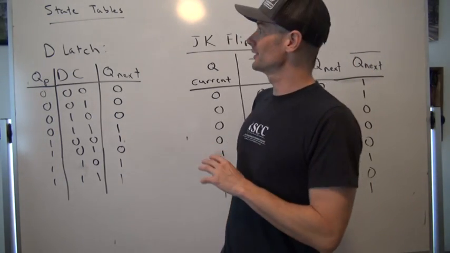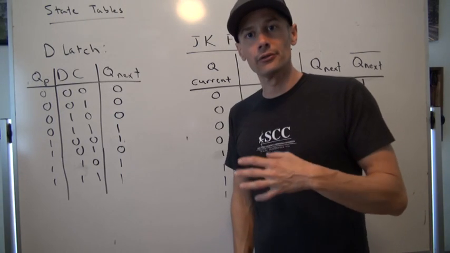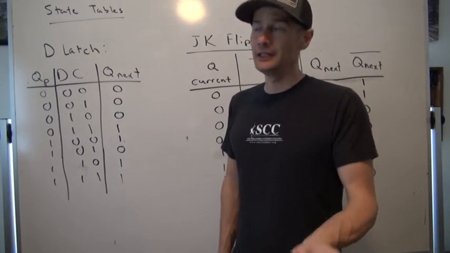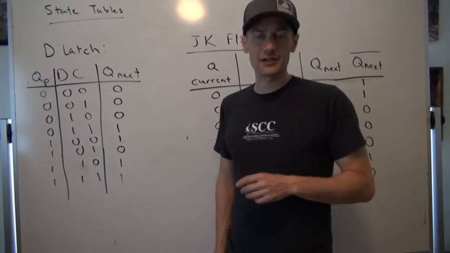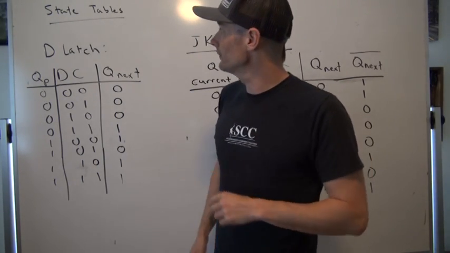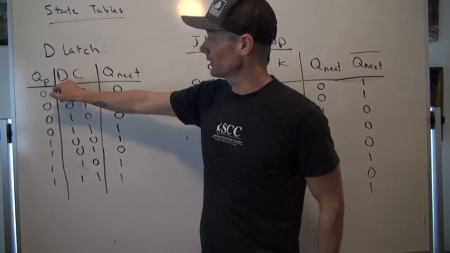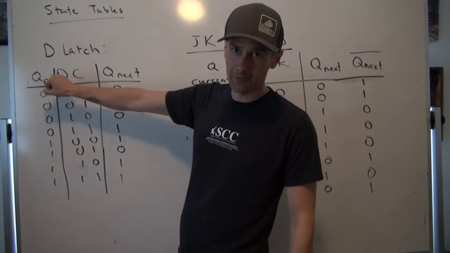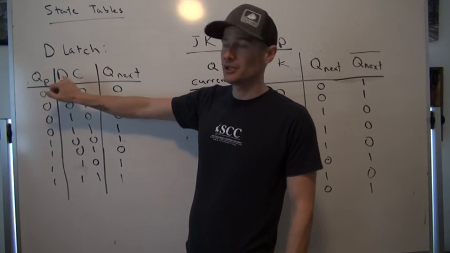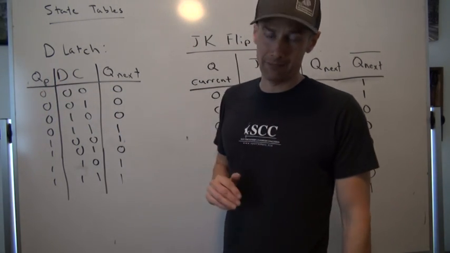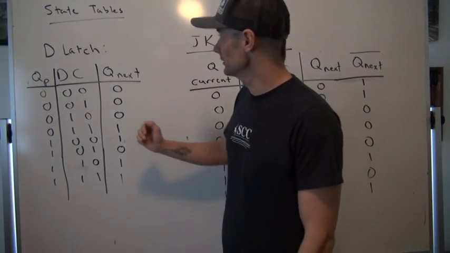To give just an introduction, we're going to go through possible variations of Q prior, and then see what Q next will actually do based off of that prior state, along with how, in the case with the D latch, D may be changing, or even how C is enabling or not enabling that D latch. So let's take a look here.